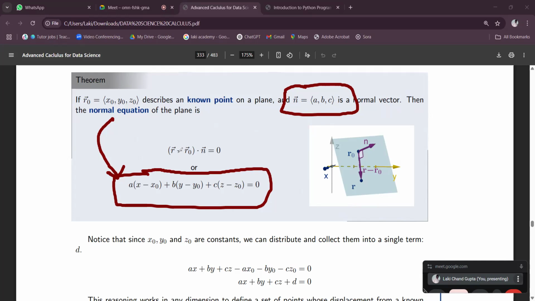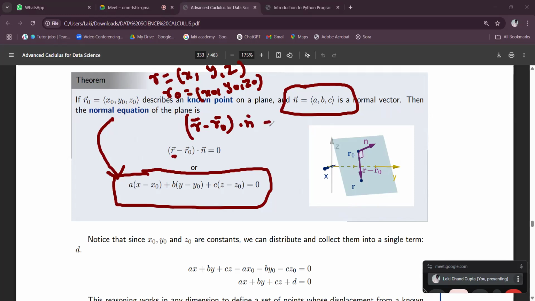R minus R0. What is R? The position vector. You know R is a general value of x, y, z. And R0 is what? A specific, particular point. So this is vector R minus R0, dot N. R is (x, y, z) minus (x0, y0, z0), dot product with the normal vector (a, b, c).